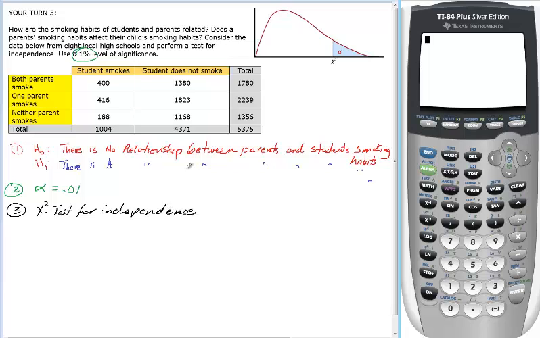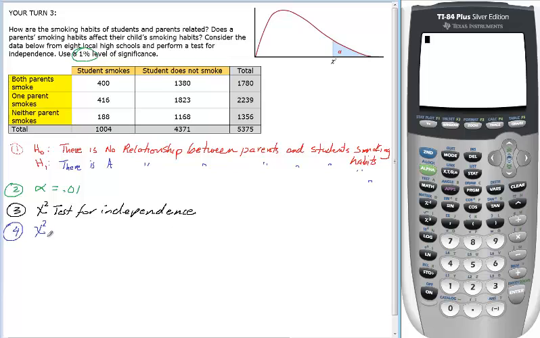That's another way we could have said the null hypothesis: that these variables, whether a student smokes and whether a parent smokes or not, are independent. So we could have said the null and alternate in that form. But basically, the easiest way to start is: there is no relationship between the two variables, versus there is a relationship. Now, steps 4 and 5 are where most of the work takes place.